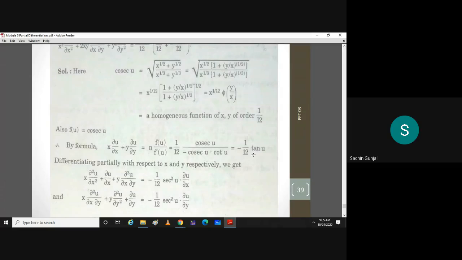Have you copied up to this step? Others, please respond so that I'll tell you what to write down. After that, write down by corollary 3 of Euler's theorem.